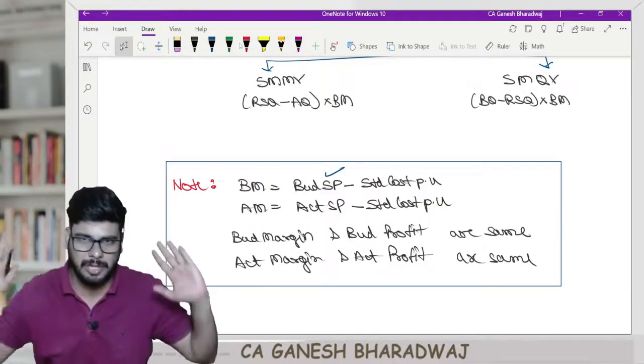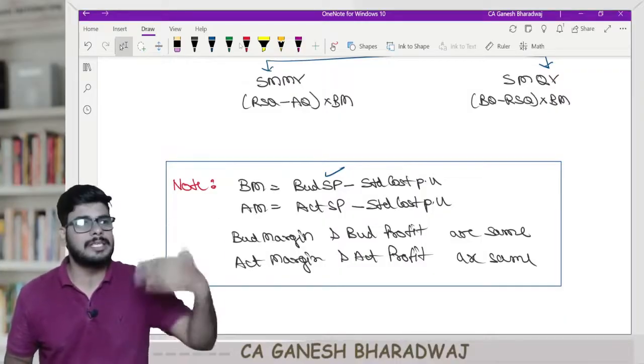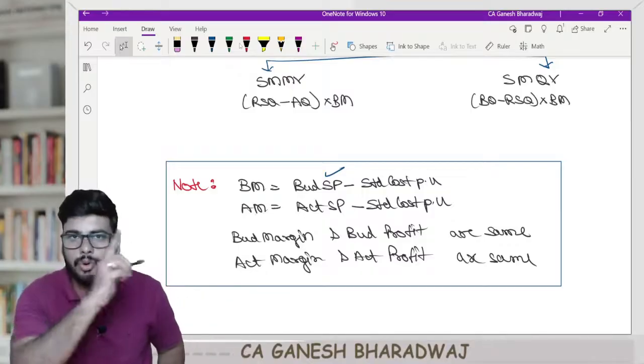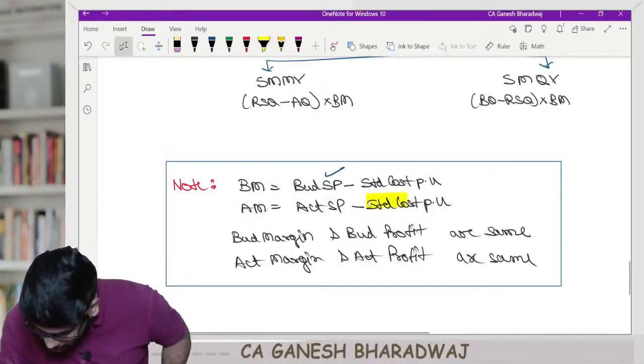Basically, budgeted cost per unit. Clear with this? Anything you can call it. Actual margin, what will you think? Sir, actual selling price minus actual cost per unit. No, it is actual selling price minus standard cost per unit only.